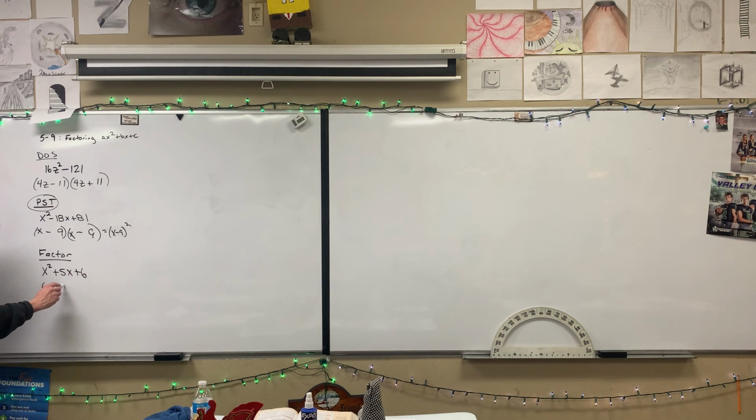So what does this one factor out to be? X plus 2, x plus 3. Now again, this one is not a perfect square trinomial, but we ask the question, what times what gives you 6, added together gives you 5. And we don't have to worry about anything for the x's because it's a coefficient of 1.